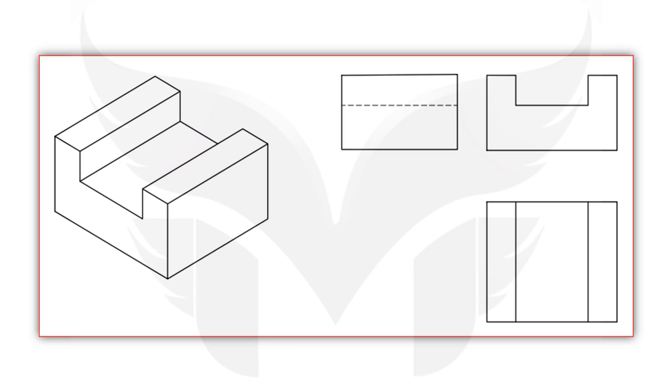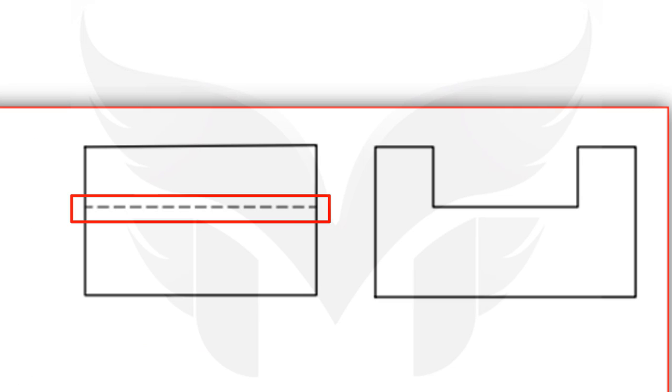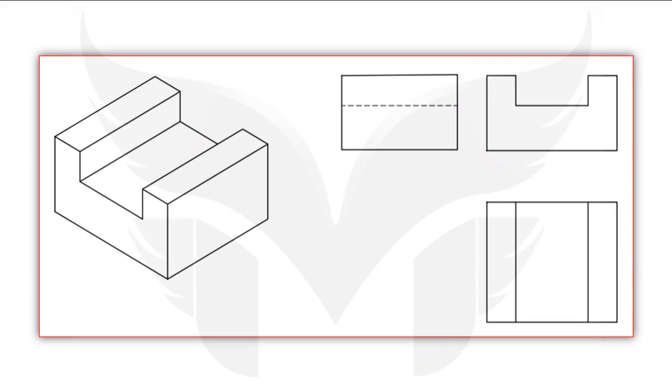For an example, in this figure, front view, top view and side view of an object are shown. If we look at this 3D object from side, this rectangular slot is invisible. So, this slot is represented here by dash thick line. Let's look at the next question.